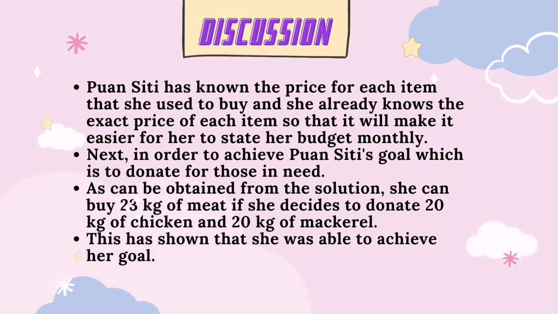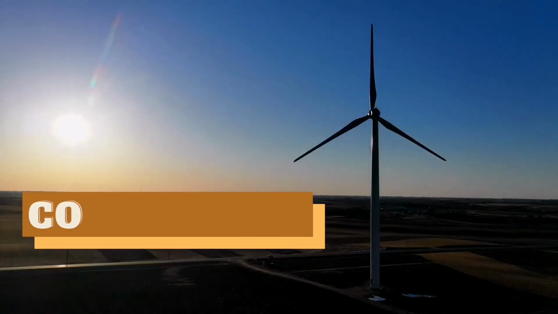Due to the minor problem that occurred, which is how much Puan Siti spent on her groceries within the 3 months, Puan Siti has now known the exact price for each item that she used to buy, and it will make it easier for her to set her budget monthly. Next, in order to achieve Puan Siti's goal, which is to donate to those in need, she can buy 23 kg of meat if she decides to donate 20 kg of chicken and 20 kg of mackerel. This has shown that she was able to achieve her goal.